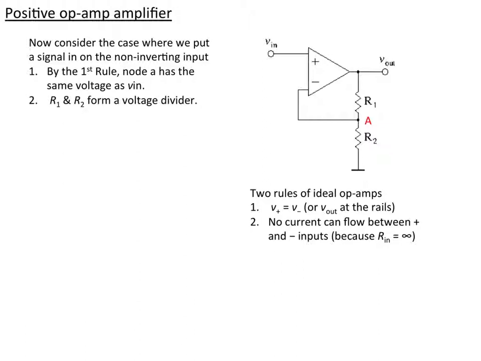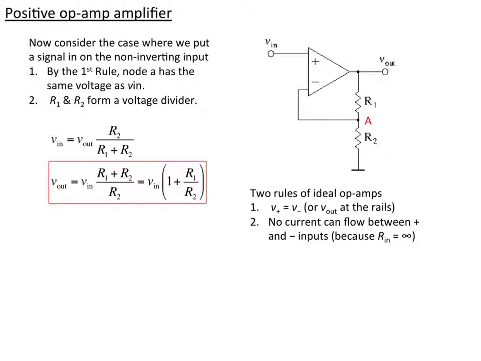And then R1 and R2 still form a normal voltage divider, where we have V out down here and VA here. So let's write down the voltage divider equation, which says that V in, or VA, is V out times R2 over R1 plus R2. That's our voltage divider equation. And so just rearranging that, because we want V out and not V in, we just move this over to the other side. We see that there's an R2 over R2 here, so that's 1. So V out is just V in times 1 plus R1 over R2.